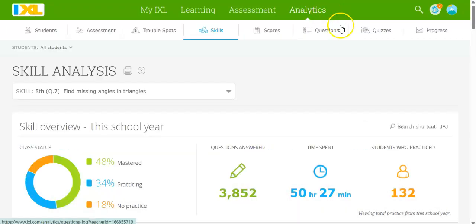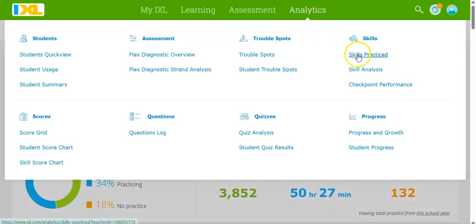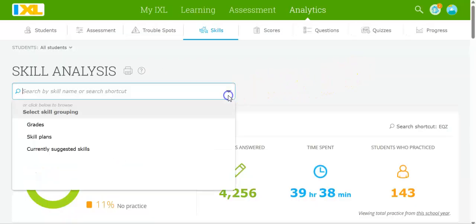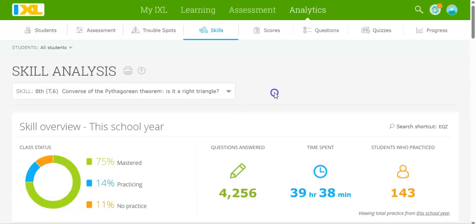So go to Analytics. You can either do skills practice or jump right into skills analysis. Skills practice will show you all the skills they've been practicing. The skill analysis will break down that specific skill. If you do go to skill analysis this way, you are going to have to know what skill you're looking for. So you could type in that 3-digit code or go search for that skill. But once you have it, you'll be able to break down those skills and differentiate in the classroom based on what level the students are following.